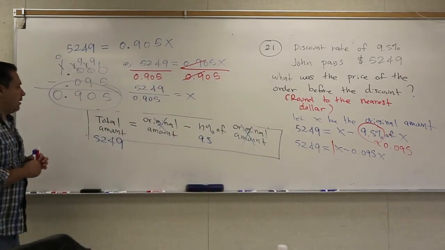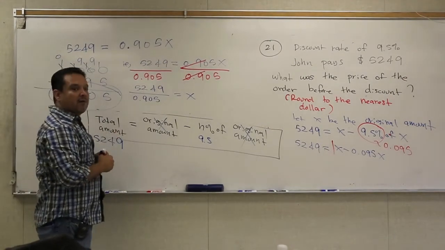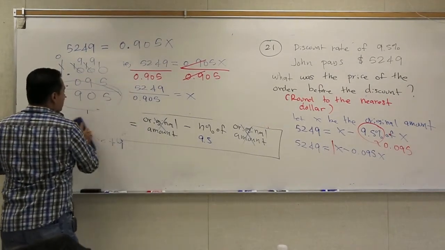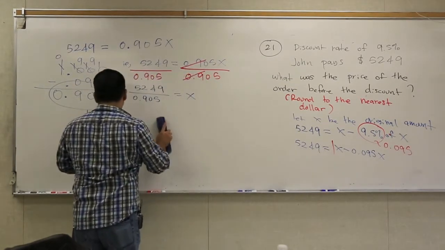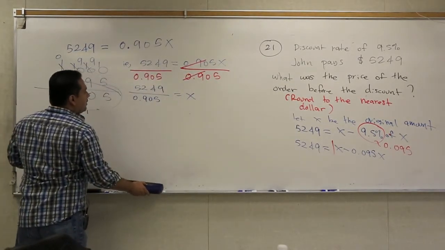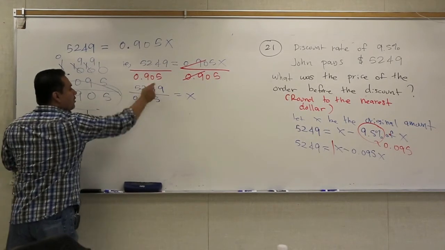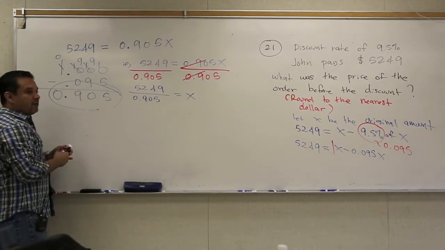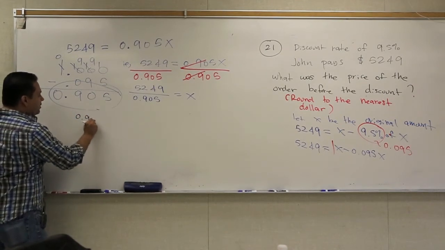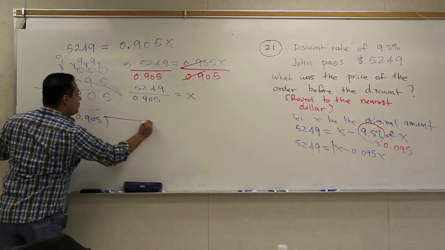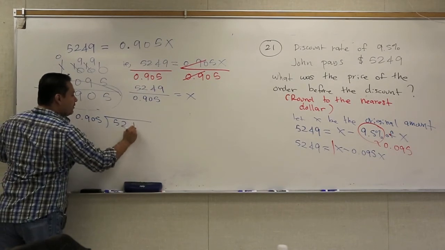Okay. I can erase my box now. Is that right? All right, here we go. Like I said, this work that you do is long division. This problem is 0.905 going into 5,249.